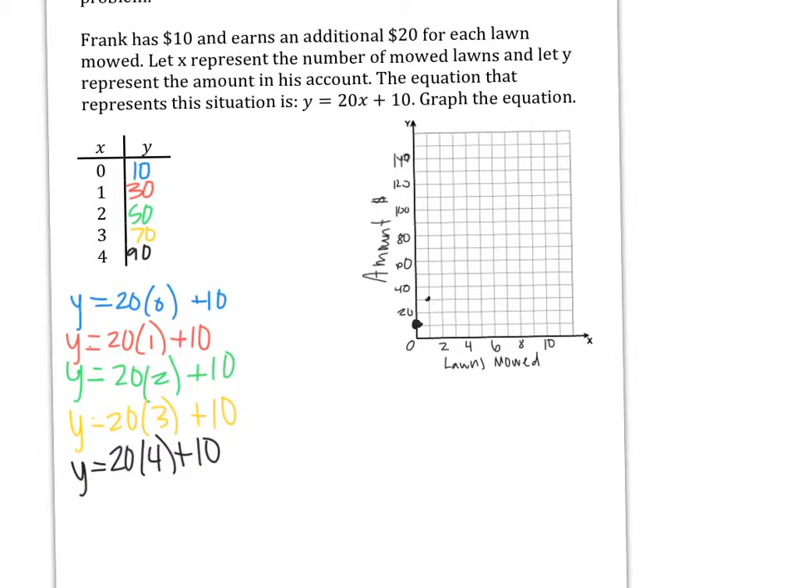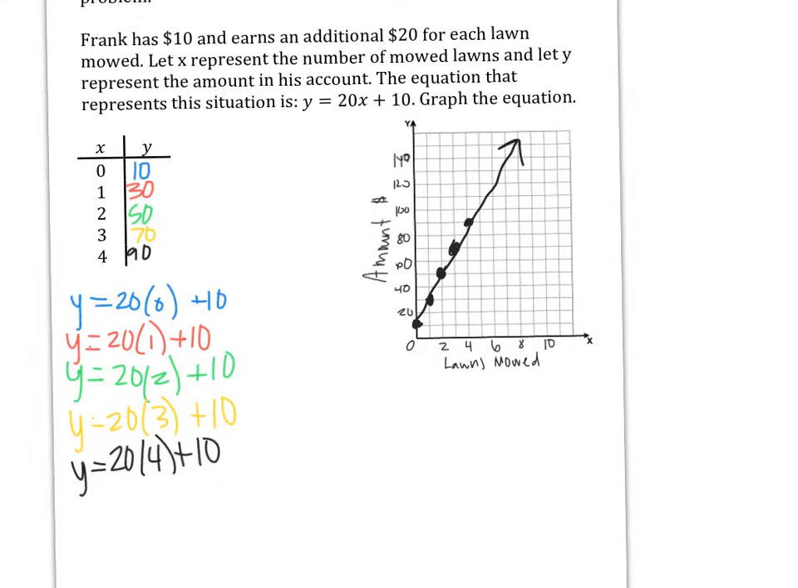1, 30, again, this should be a straight line. 2, 50, 3, 70, and 4, 90. Then I make my line. And it only has an arrow on one side of the line because it's only continuing in one direction, right? He has $10, so that's the base that we're starting with. So the number of lawns mowed will increase the amount of money that he earns.